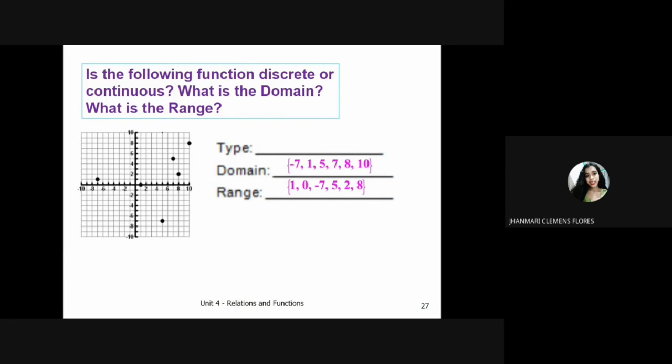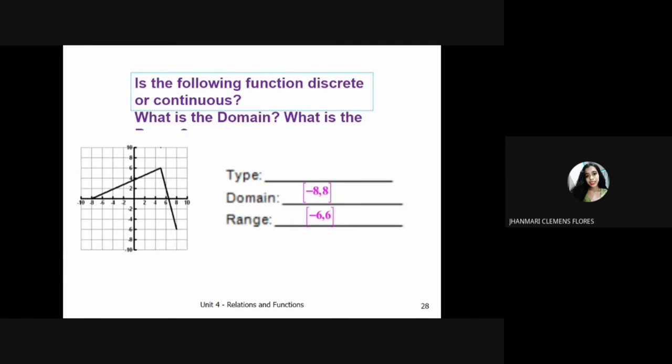Is it discrete or continuous? It's discrete. So again, the hint here, it's scattered. It's all over the place. Okay, so what is this domain? Judging by the line, what do you think it is?